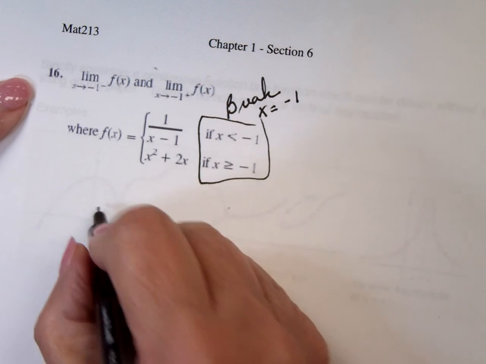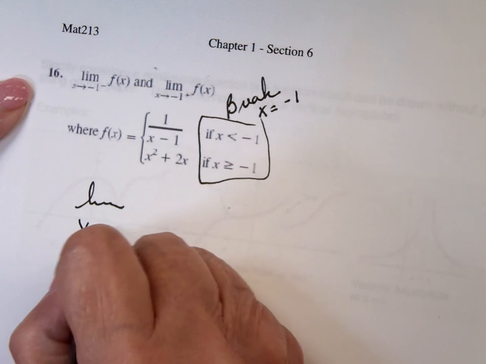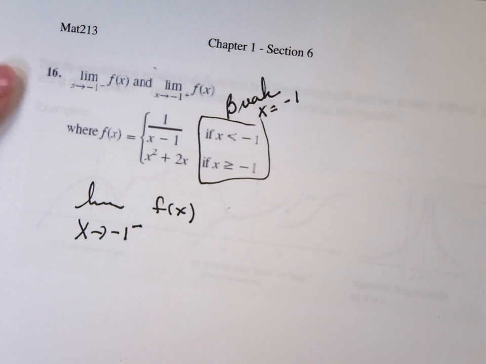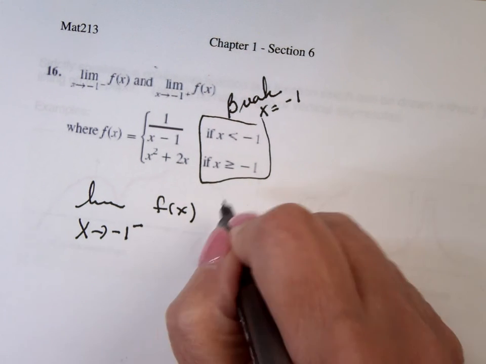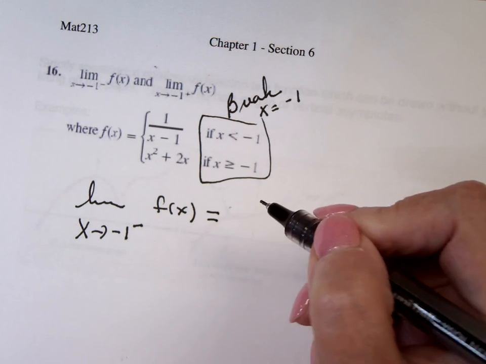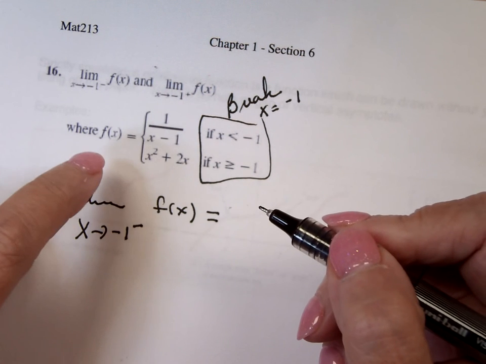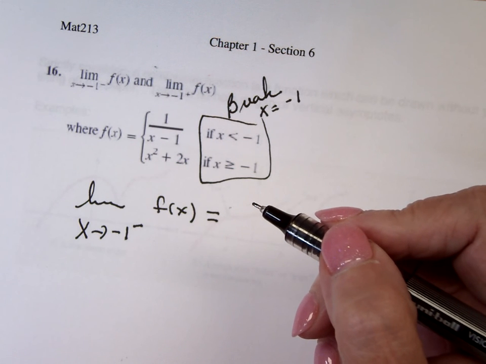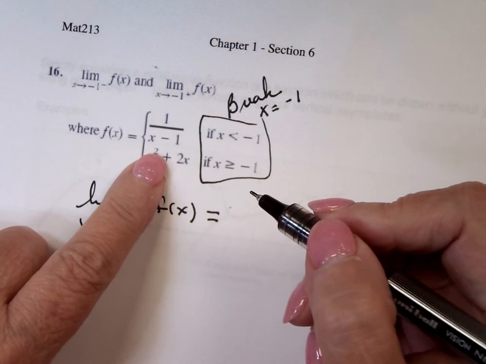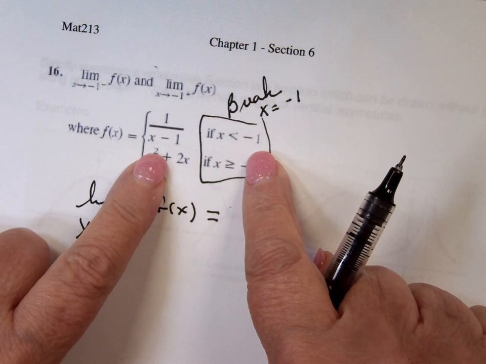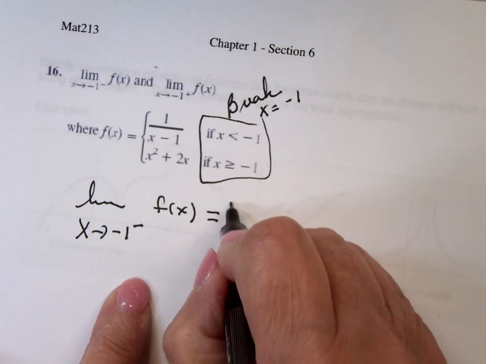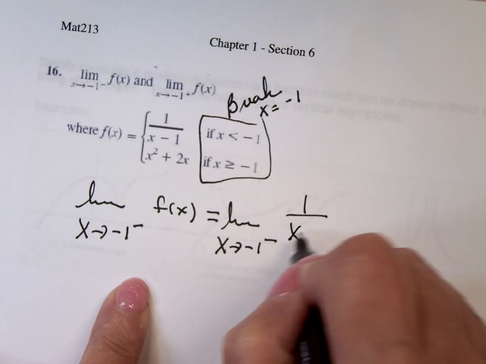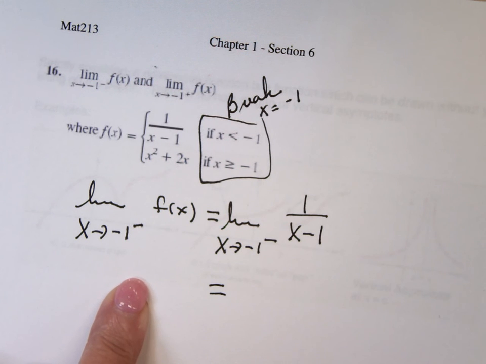So they want us to find the limit as x goes to negative 1 from the left of f of x. What function would I use if I'm coming from the left? I'd use which one? Which are the two functions? The 1 over x minus 1, right? Because he's to the left of negative 1. So it would be the limit as x goes to negative 1 from the left of 1 over x minus 1. And now all I need to do is plug it in.